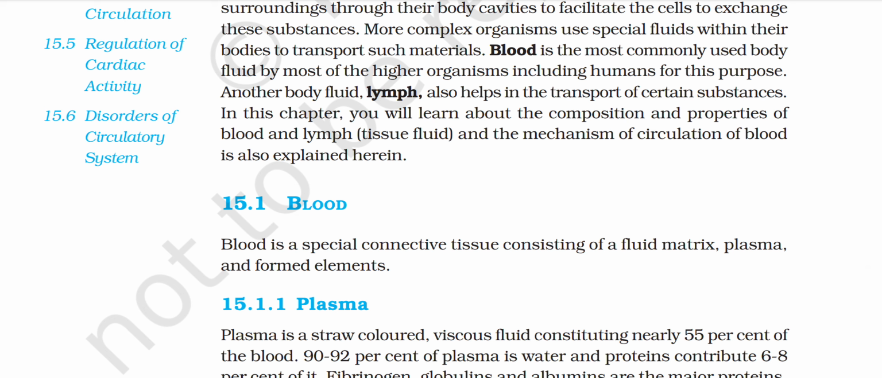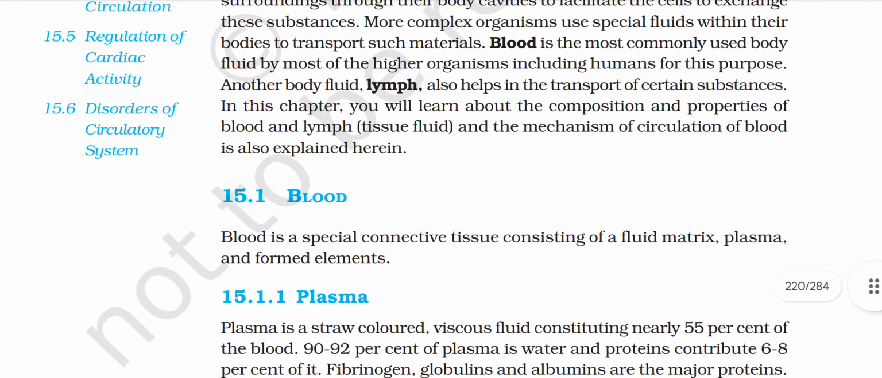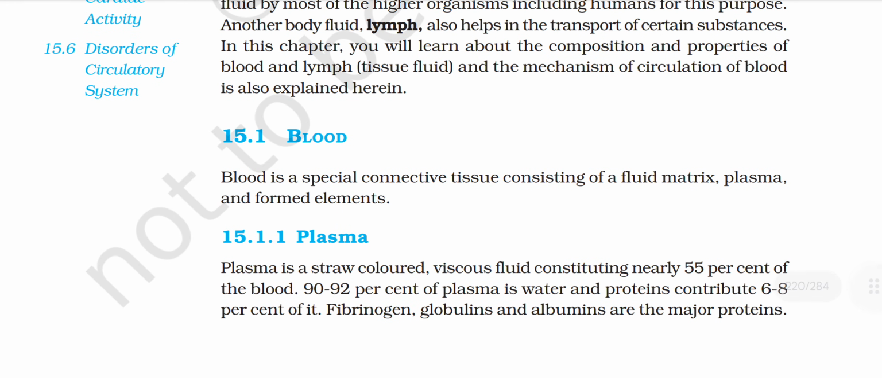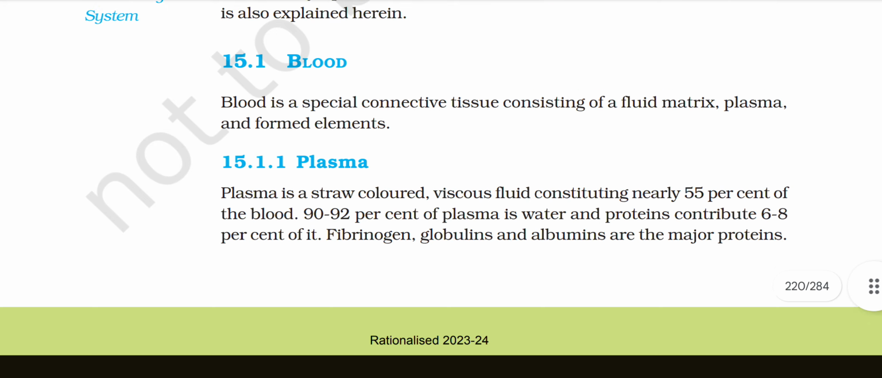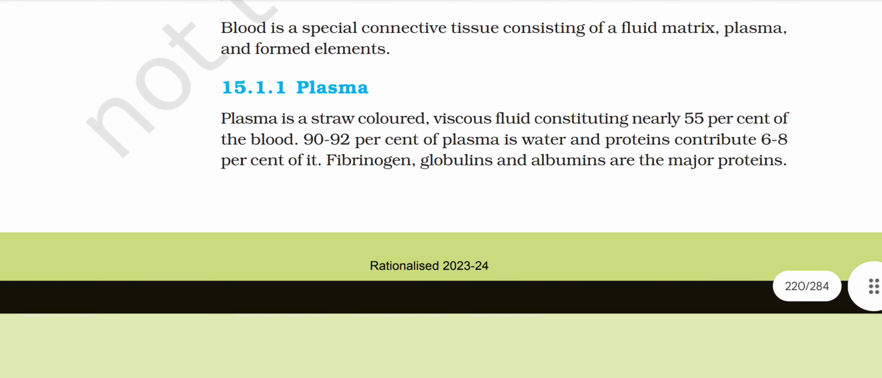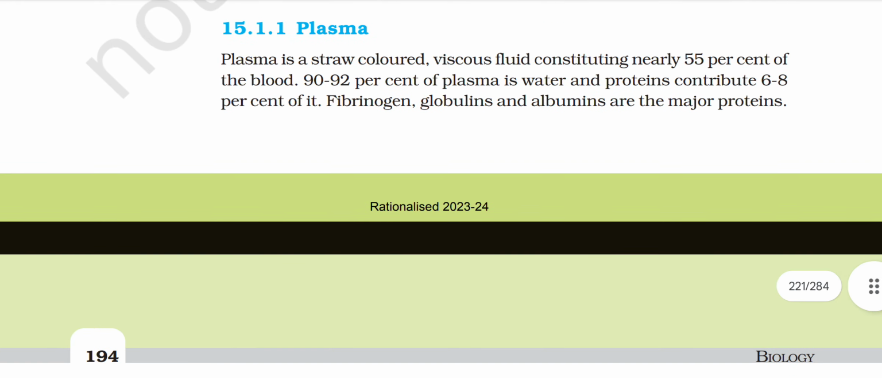In this chapter, you will learn about the composition and properties of blood and lymph, tissue fluid, and the mechanism of the circulation of the blood is also explained herein. Blood is a special connective tissue consisting of fluid matrix, plasma, and formed elements. Plasma is a straw colored viscous fluid constituting nearly 55% of the blood.